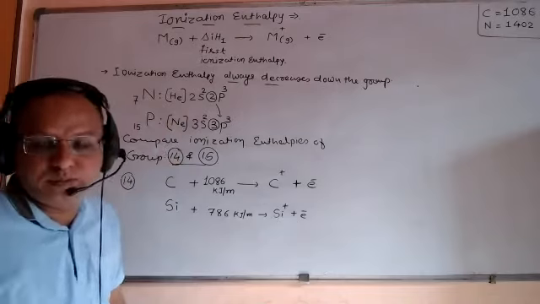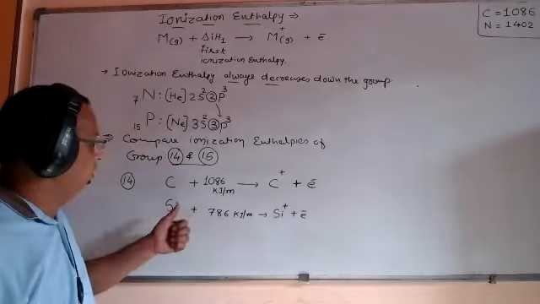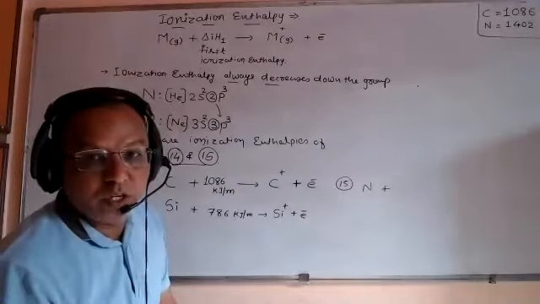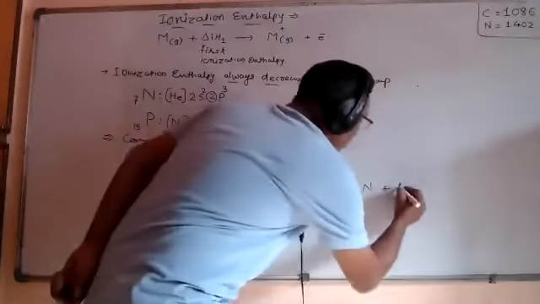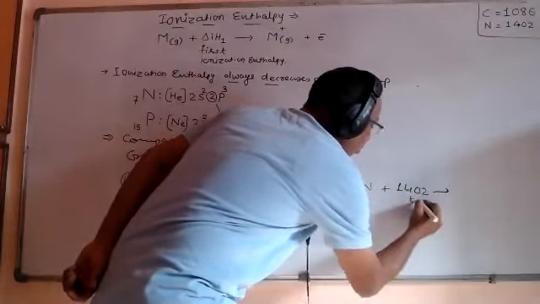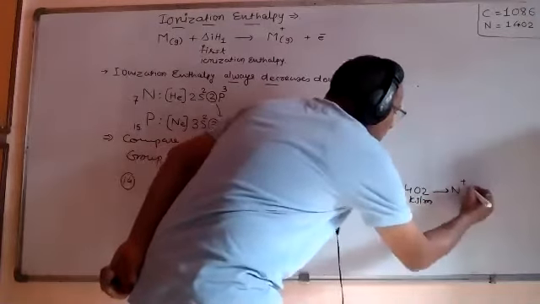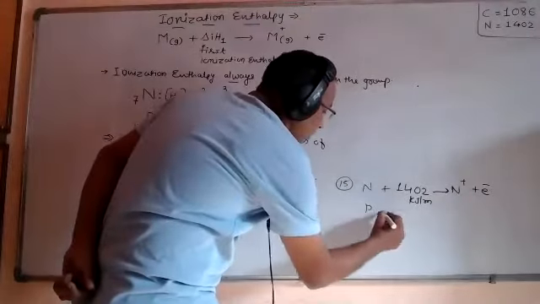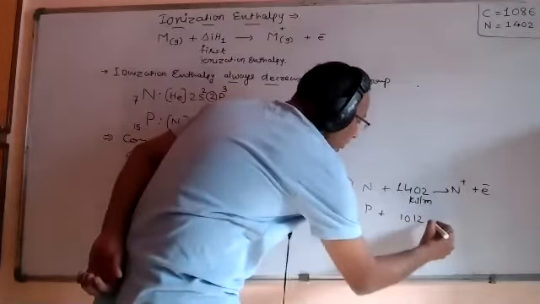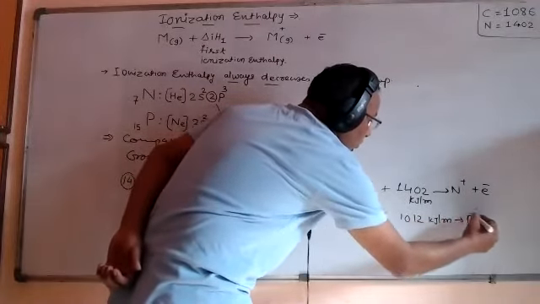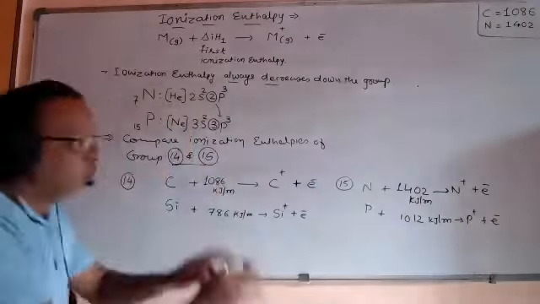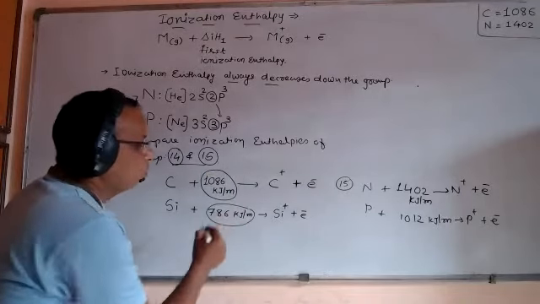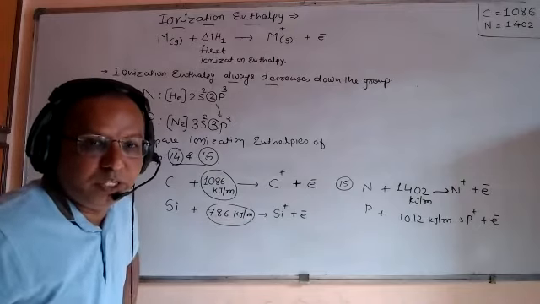Now compared to this, with group number 15, nitrogen requires some more energy, and this value is 1402 kilojoule per mole to remove an electron and make the nitrogen ion. And friends, phosphorus requires somewhat 1012 kilojoule per mole to make P plus and remove an electron. So this is a comparison. These numbers are not important to remember, but the numbers help us understand the property or nature.